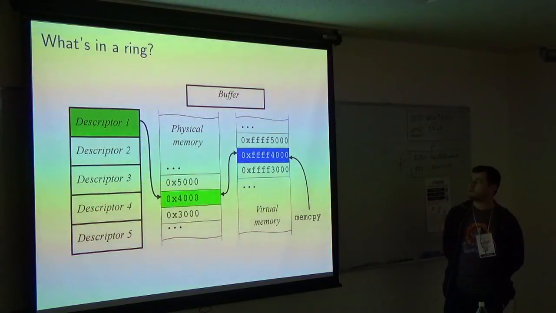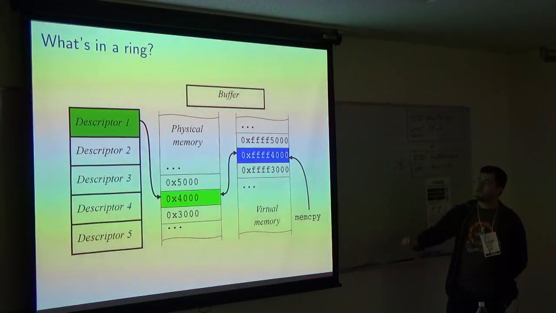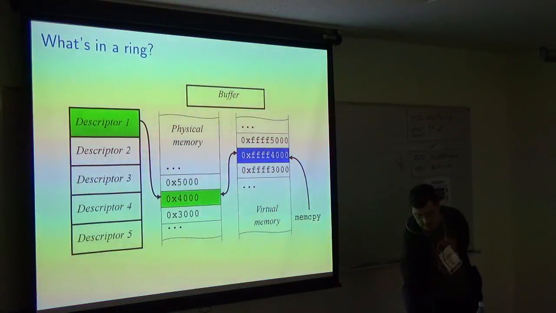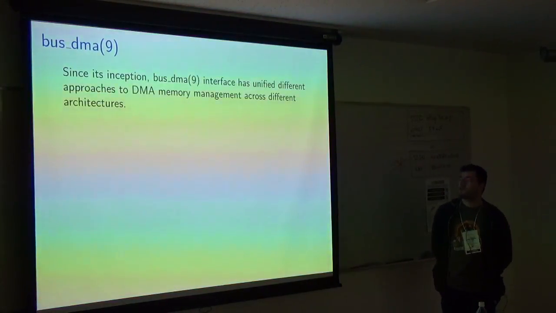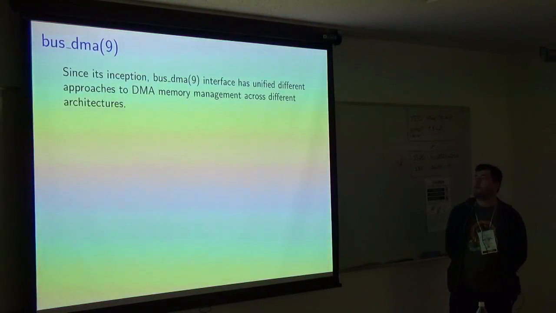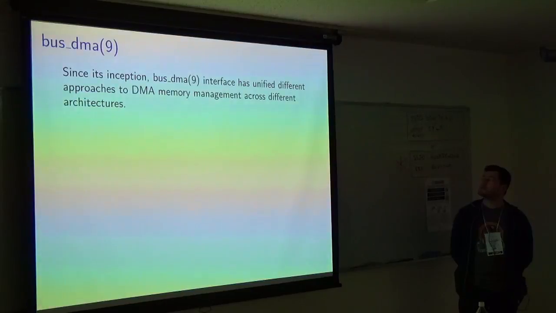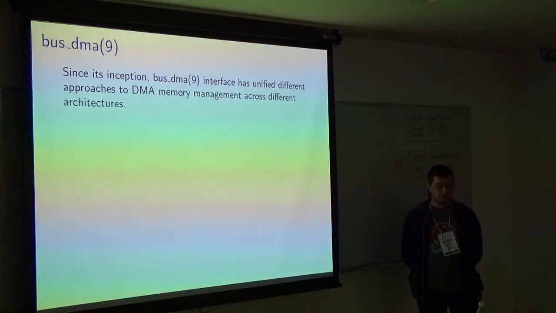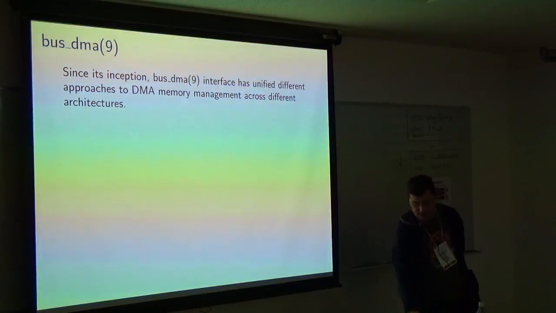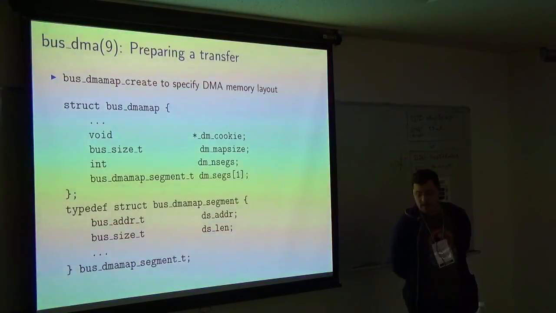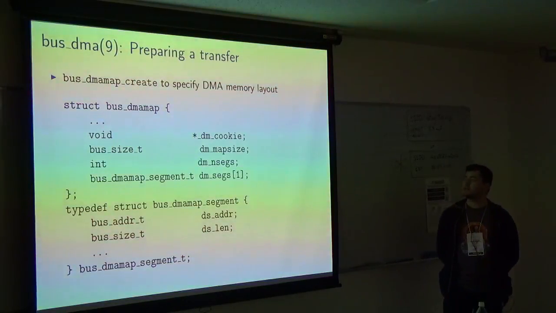If we want to map CPI into the buffer in the kernel, we have to use the virtual address. If we want to connect this buffer to a ring descriptor, we need to use the physical address instead. And the way we do it in BSD is via the bus DMA interface that was implemented by Jason Thorpe for NetBSD project, and since then it has unified different approaches to DMA memory management across different architectures and devices. And I have to go a bit into bus DMA details here to show how I'm using it in Xen.